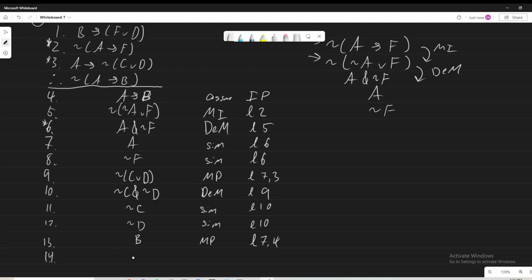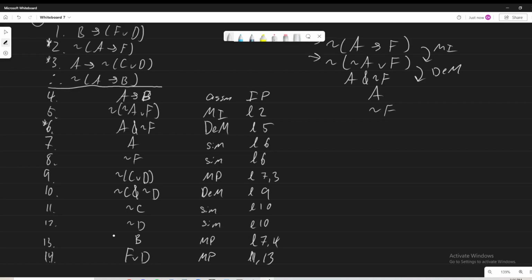You can do that. But now we have B by itself. And in line 1, we have if B, then F or D. So again, using modus ponens, again, with lines 13 and 1, that'll get us F or D. So now we have an option. We know, so line 14 seems to be saying that one of these things has to be true. F by itself or D by itself, maybe both.